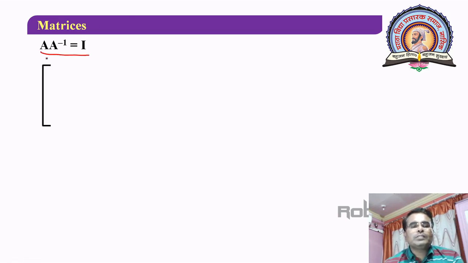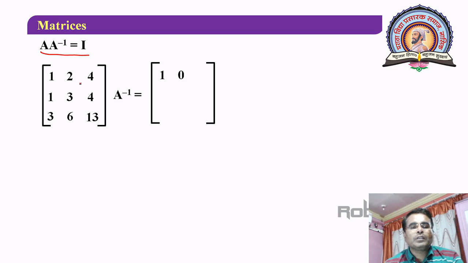A into A inverse is equal to I. So 1 2 4, 1 3 4 and 3 6 13, that is your matrix, into A inverse is equal to 1 0 0, 0 1 0 and 0 0 1.